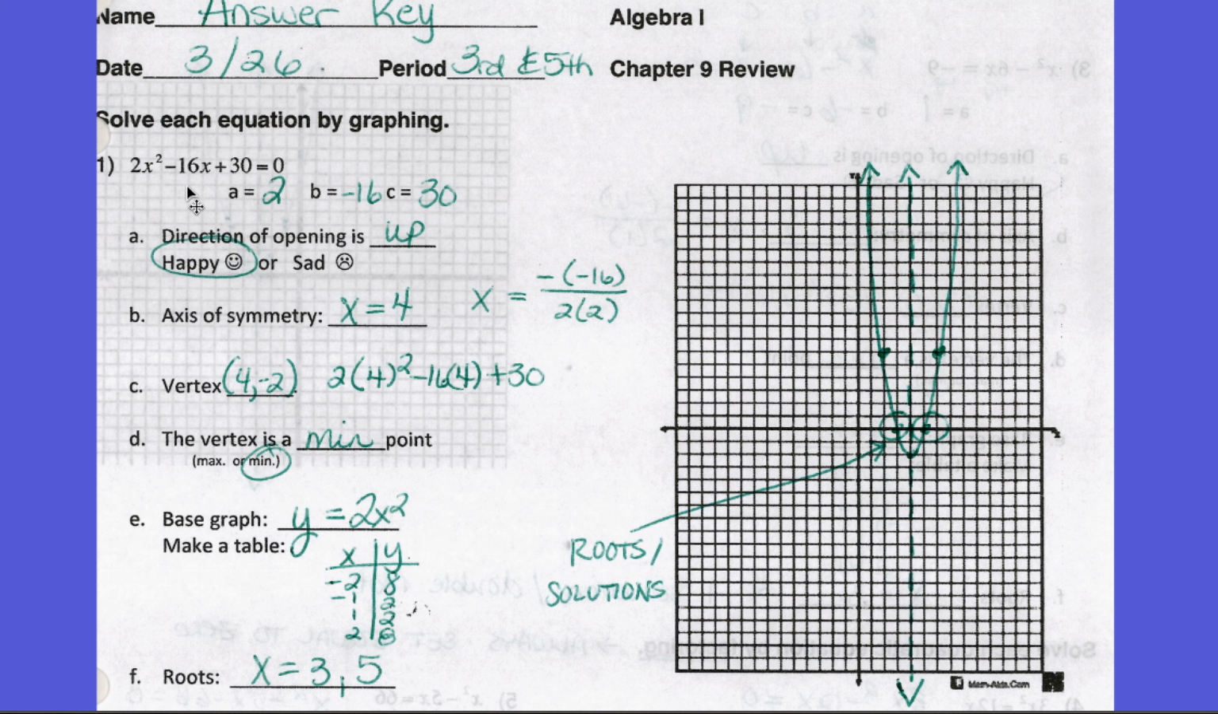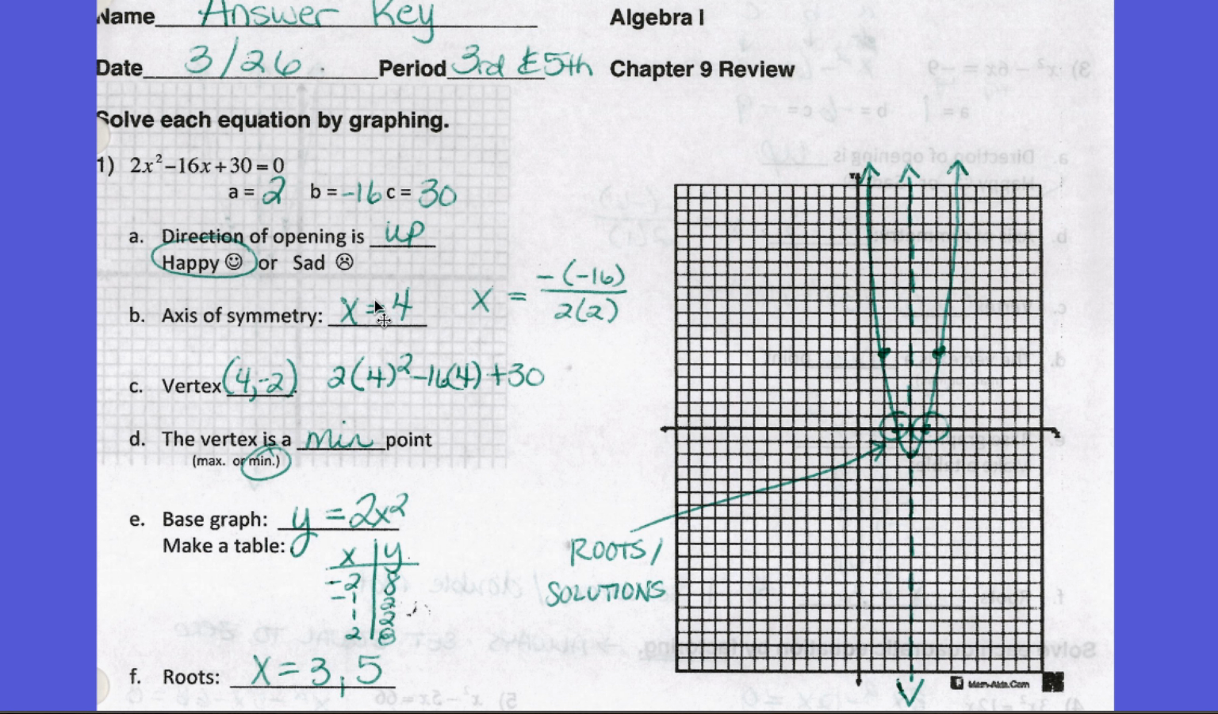Direction of opening is up because my a term is positive, so it's a happy parabola. Our axis of symmetry is always going to be an x equals something line because it is a vertical line. So I get x equals the opposite of b, or negative b, whatever you want to say. B is negative, so that's going to make it positive, over 2a. So when I simplify this, it becomes 4.